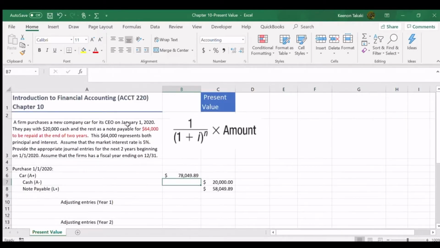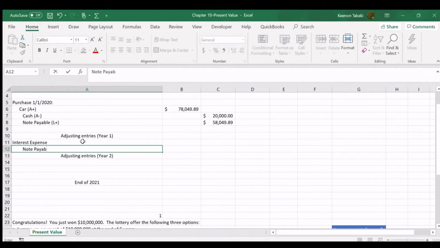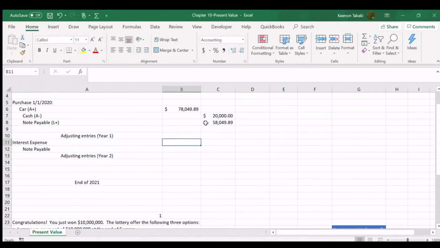Now we have to do the adjusting entry. So at the end of 2020, we're going to record the interest expense, and it's going to be a debit, and we're going to credit note payable because we owe more money in interest. And the way we find the interest expense is we're going to multiply the present value of the car times 0.05, which is the interest, and that's going to be a total of $2,900. And you're going to put that same amount under note payable. You're going to credit that.